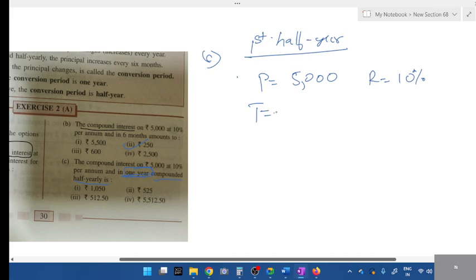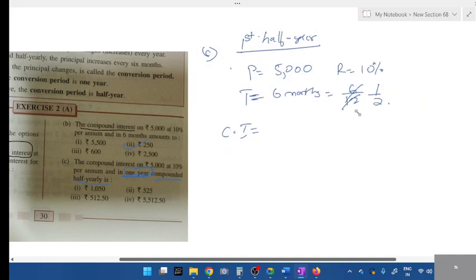If it is half year, what will be the time period? Time period will be 6 months. If you convert into years, it becomes 6 by 12. What is 6 by 12? 1 by 2. So calculate the compound interest for the first half year. After that, I'll teach you the second half year. Calculate it.